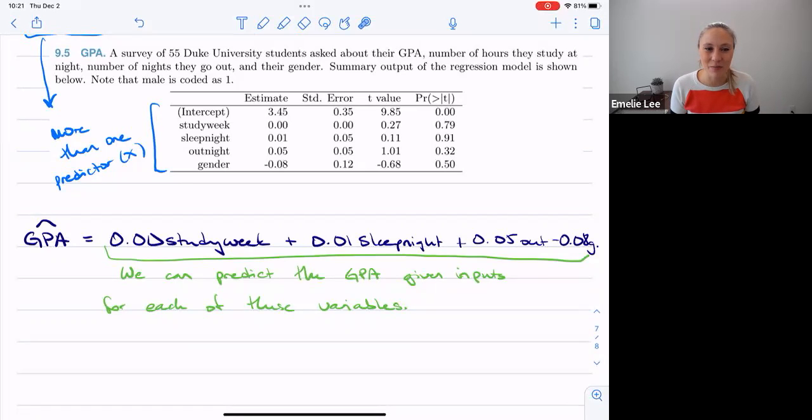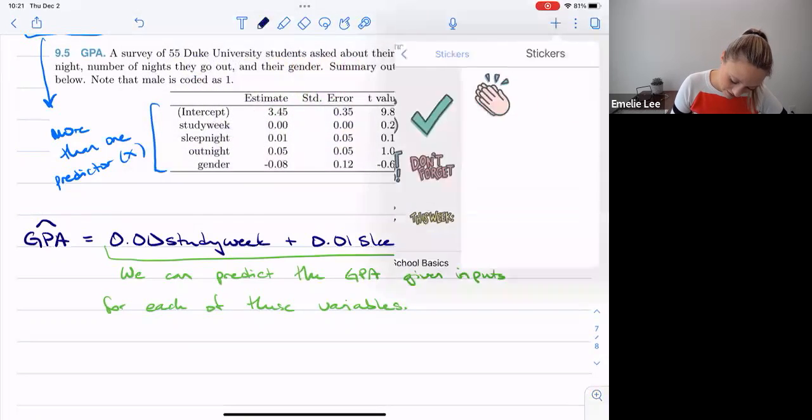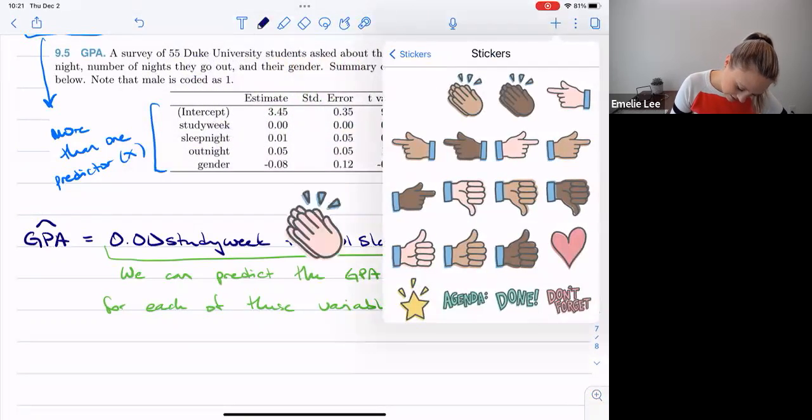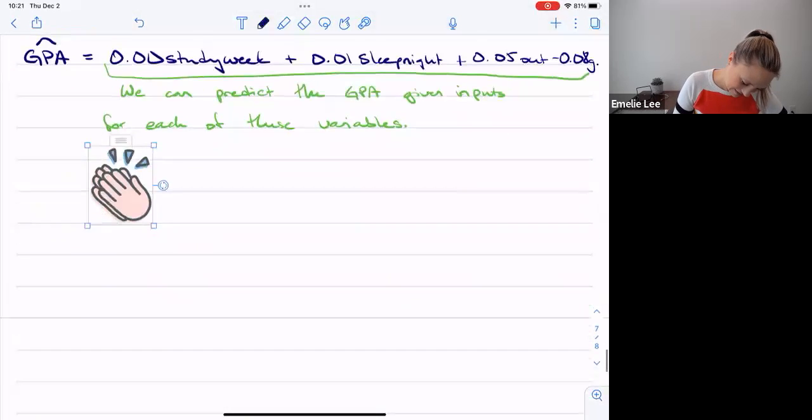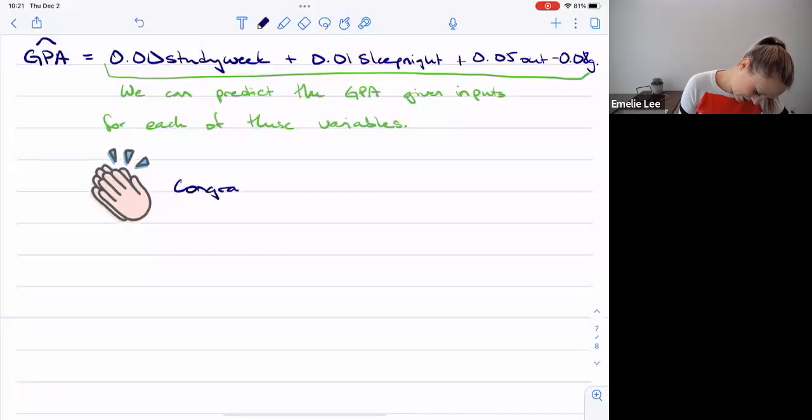I guess that's the end of the material. I have so much more to say. Anyways, I know I'm all out of time, but it's important. Congratulations. That's the end of the material.